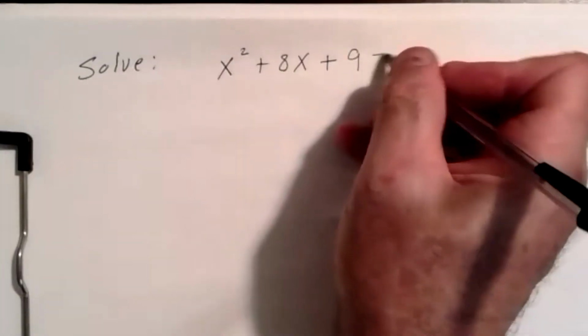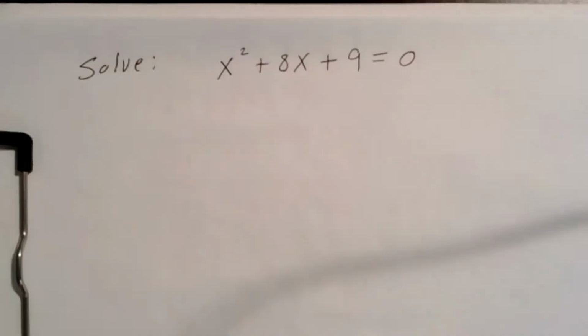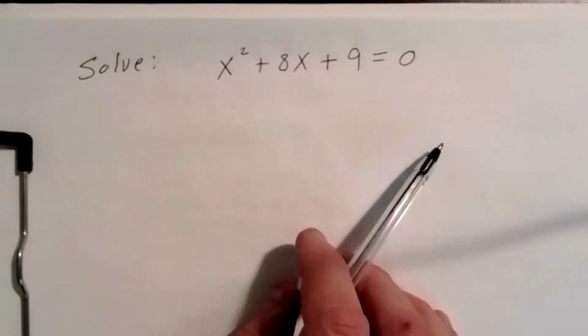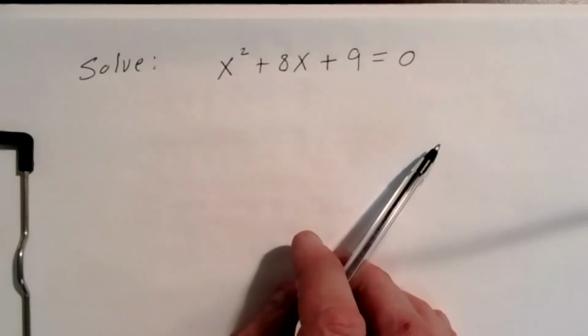Wait a minute, I'm sorry, equal to 0. No, it's got to be an equation, my bad. All right, so here's a quadratic equation. We want to solve for the two solutions of x. What techniques have we seen so far? We've seen the factoring method and we've seen the square root method.